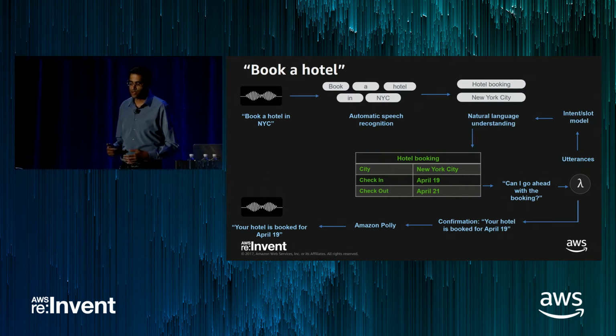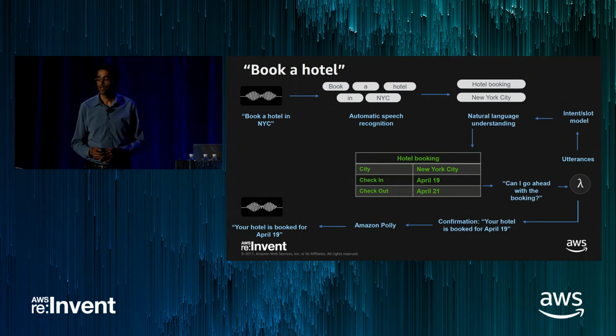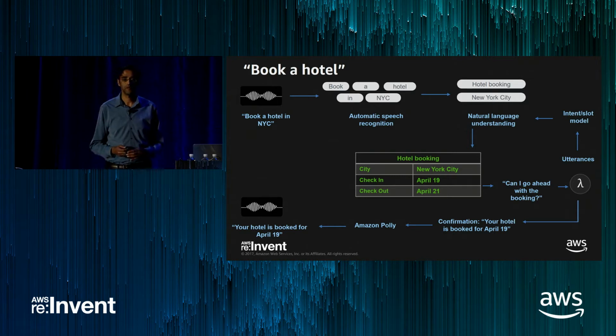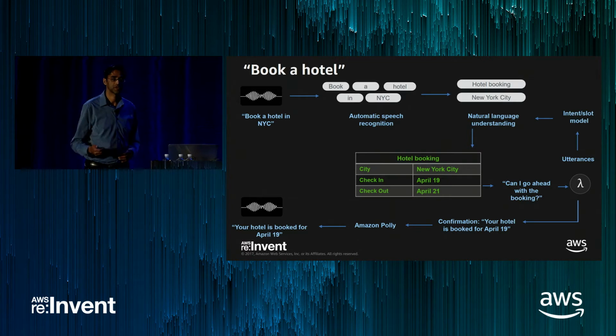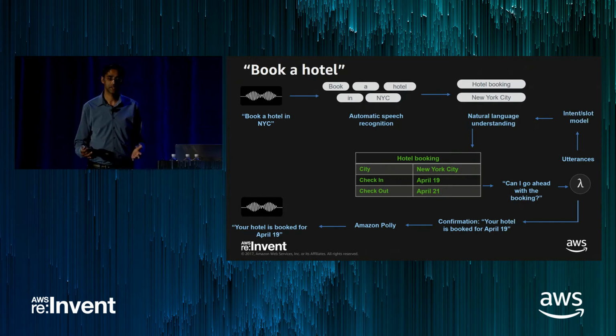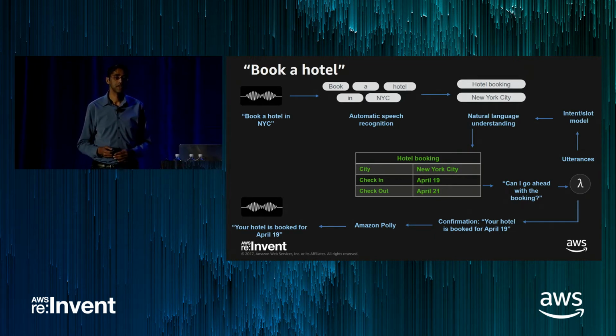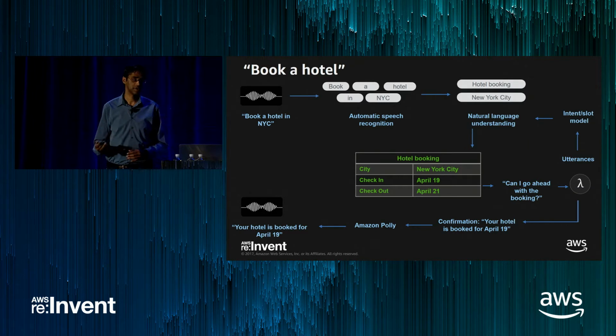What does an interaction look like with Lex? Here's a sample interaction that you can see. So a user comes along and says, I want to book a hotel. And this could be part of a broader goal of booking a trip. The user says, I'd like to book a hotel in New York City. First thing we do is convert it into text. So speech to text is built in, like I mentioned.